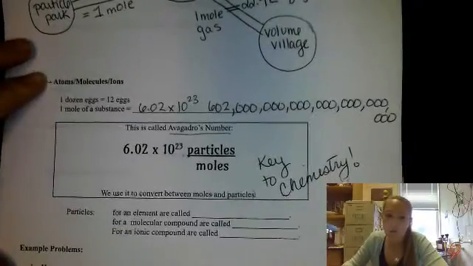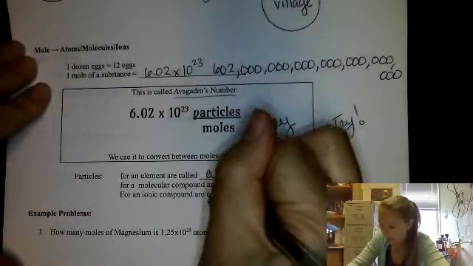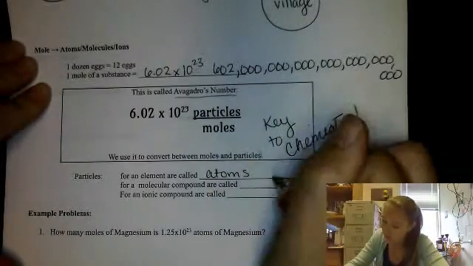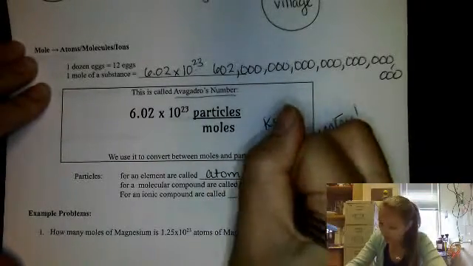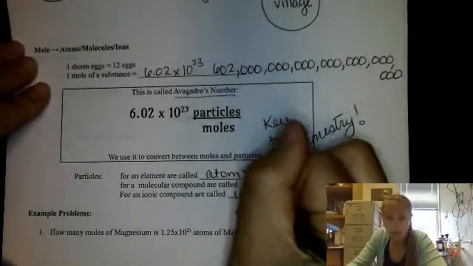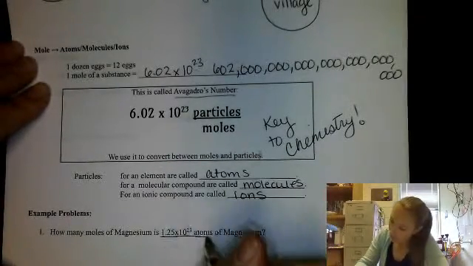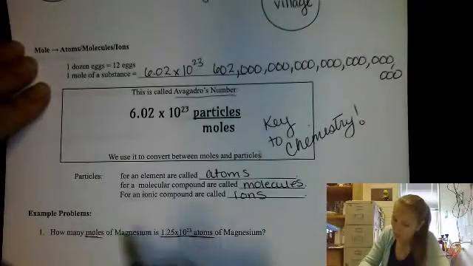Okay. When we talk about particles, for an element, they are called atoms. For a molecular compound, they are called molecules. And for an ionic compound, they're called ions. Okay. So an example, how to convert. We want to go from 1.25 times 10 to the 23rd atoms of magnesium to moles.